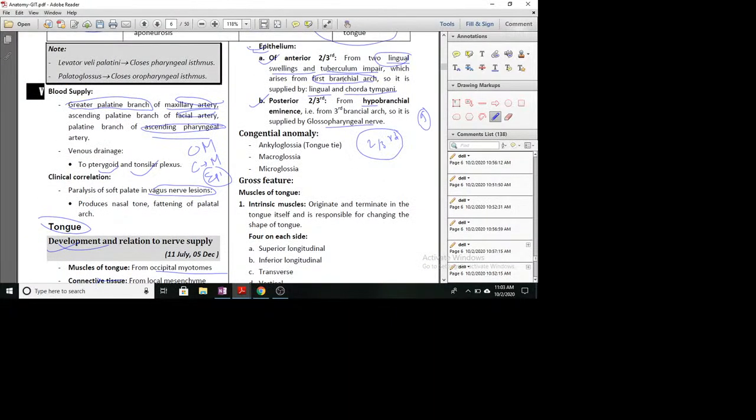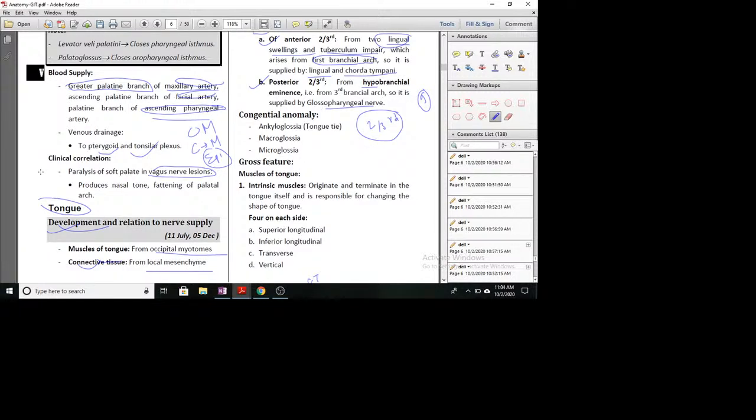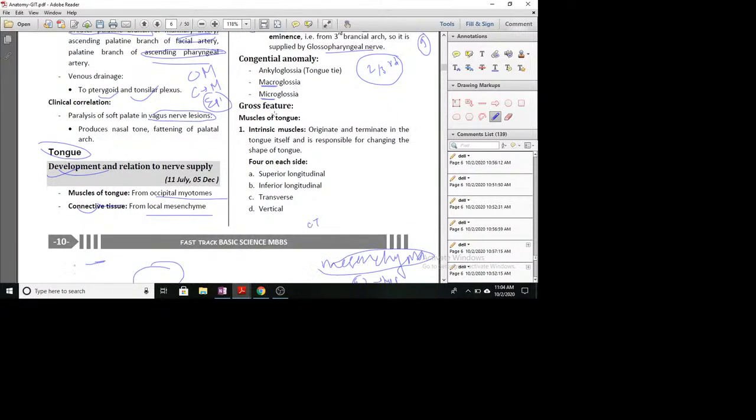So what's the mistake that we made? Lingual swellings and tuberculum impar, we got correct. The hypobrachial eminence is very important. Ankyloglossia is tongue tie, the tying of the tongue, whereas macroglossia means a larger tongue and microglossia means a smaller tongue. Let's talk about the glossus muscles.